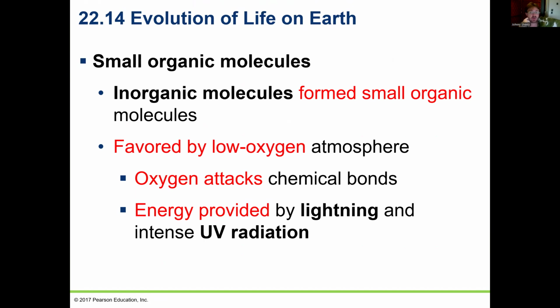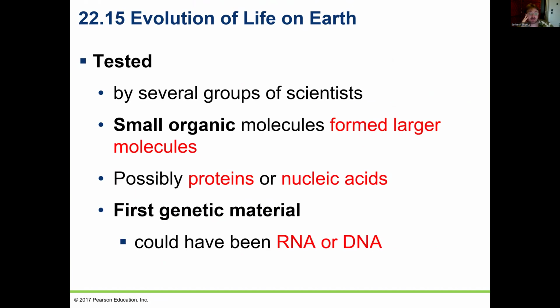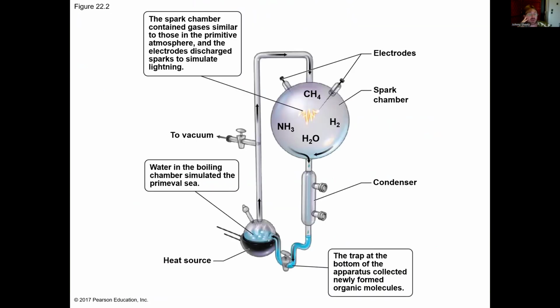Over the course of this process, we are pretty sure that the low oxygen atmosphere, combined with the particular organic molecules that were found in the primordial sea, combined with energy being provided by lightning and intense UV radiation, starts to make molecules that are the blueprints for life. This was tested by several scientists, and they started to see the small organic molecules forming larger molecules. After a while, proteins and even crude nucleic acids started to form. This is the best model we have to work with.